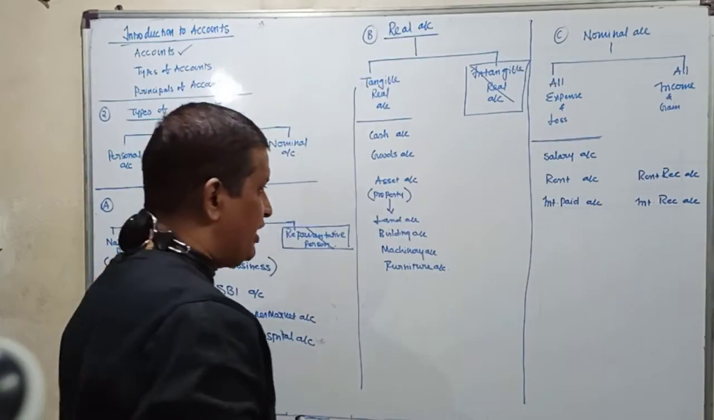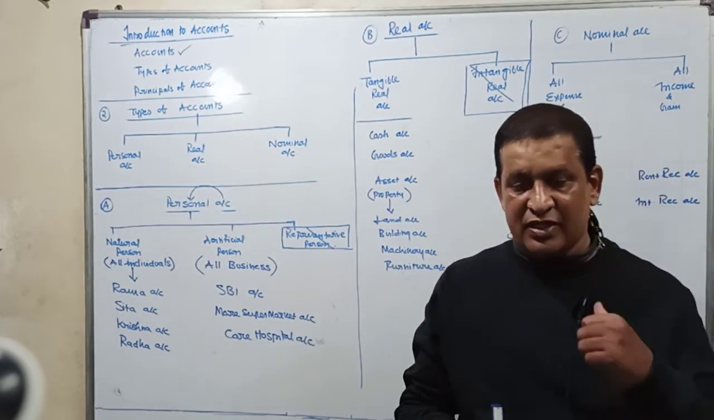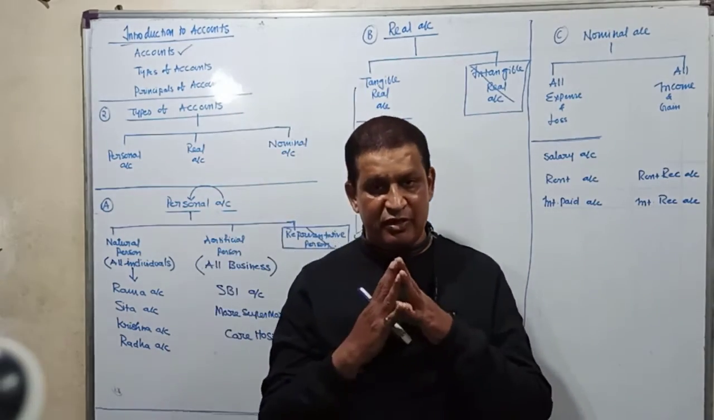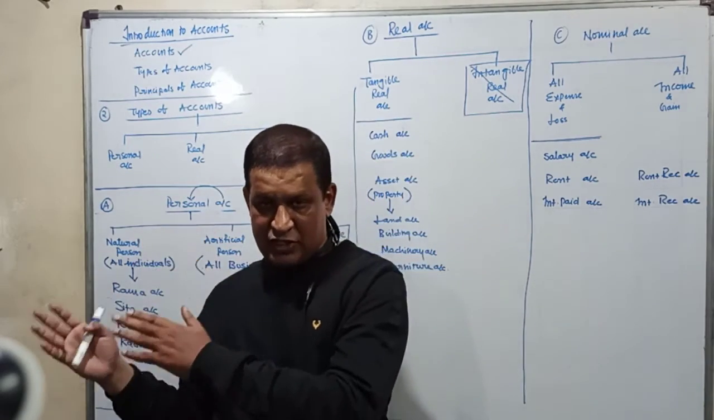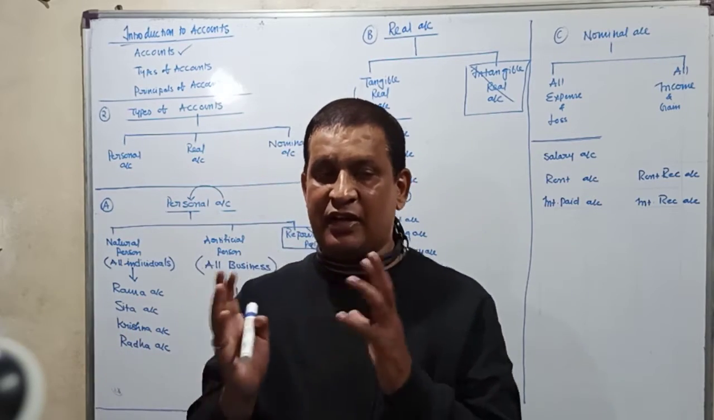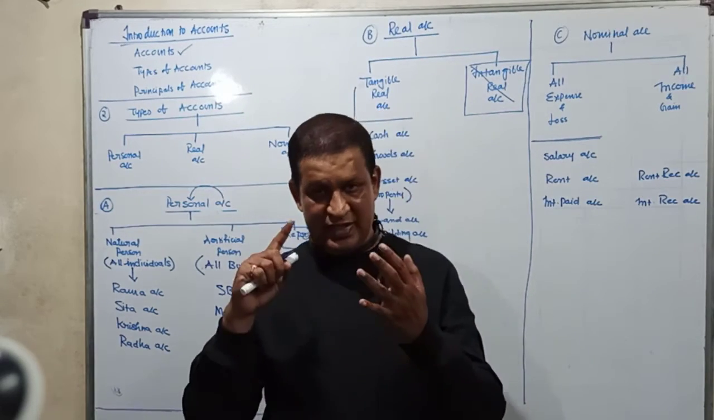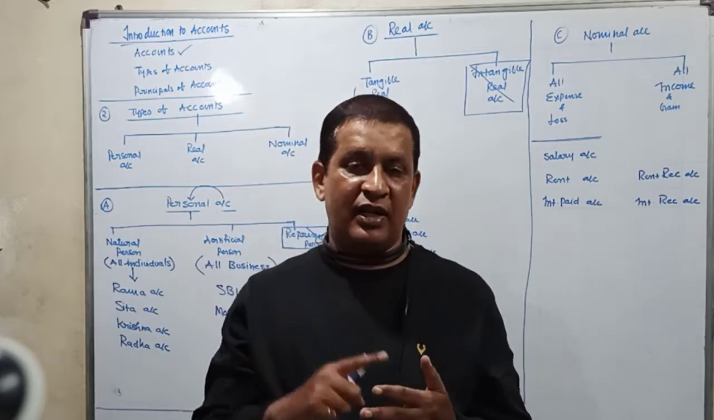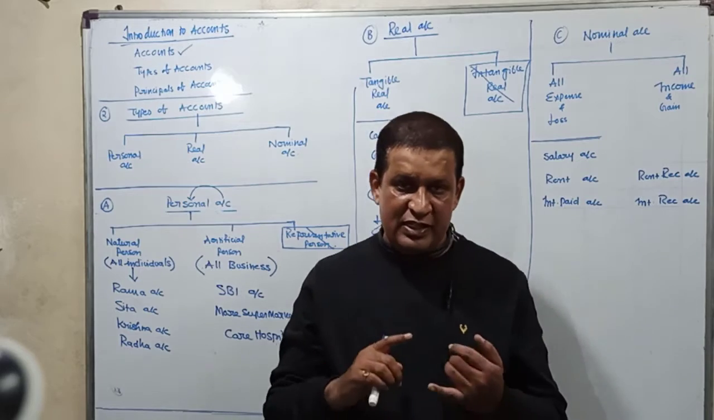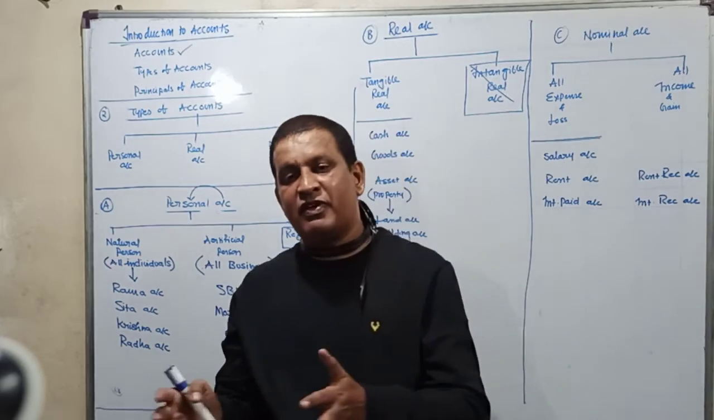So, with this we finish the three types of accounts. Let us recall. We said accounts are of three types: personal account, real account, and nominal account. Personal account is the account which represents a person. Persons are of two types: natural person and artificial person. Natural person means all individuals, artificial person means all businesses. Natural person, for example, Rama account, Sita account, Krishna account, Radha account. Then artificial person, that is business. We have SBI account, More supermarket account, and Care hospital account. So with this we finish the personal account.